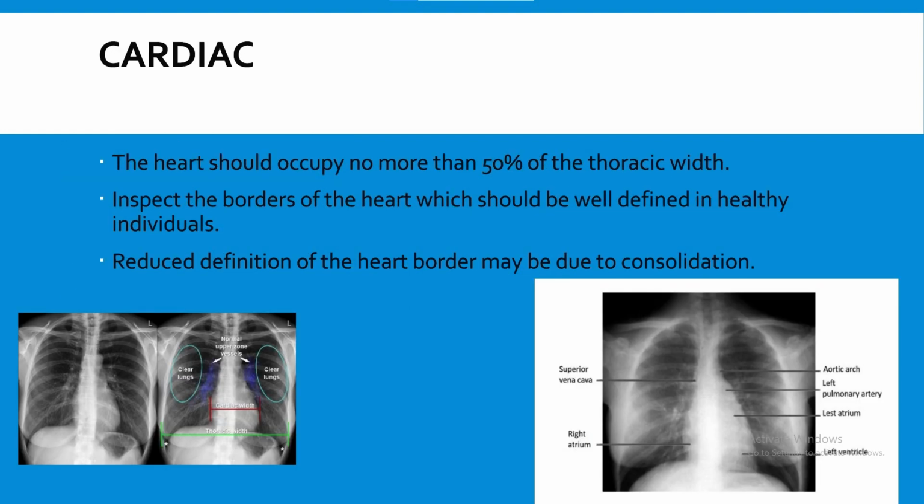Cardiac. The heart should occupy no more than 50% of the thoracic width. Inspect the borders of the heart, which should be well defined in healthy individuals. Reduced definition of the heart border may be due to consolidation.